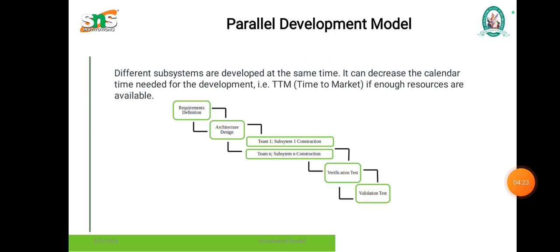The parallel development model is also classified into various phases. There are requirements definition and architecture design, and the architecture design is split into team 1 to team n. Team 1 represents the subsystem 1 construction, and team n represents the subsystem n construction. Then it is tested for verification, and then for validation. So these are the various phases of the parallel development model.